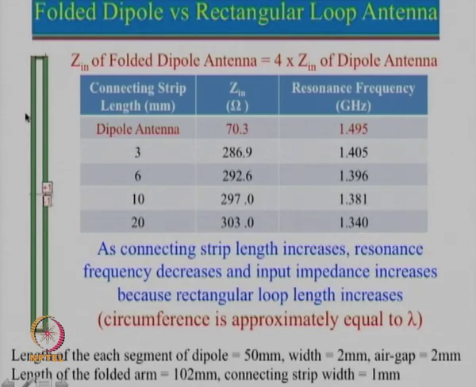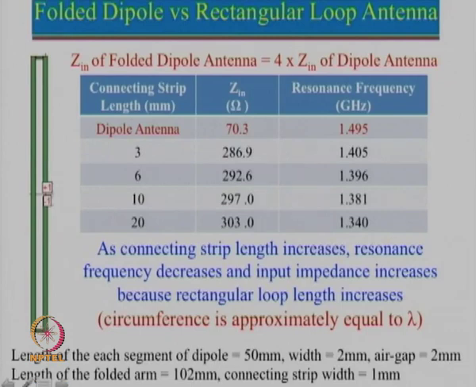Now for a folded dipole antenna, we had seen that the impedance is 4 times Z input of the dipole antenna. Now by the way, these are all simulated results, we have simulated using i3D software. Now when we looked into this folded dipole antenna, that particular equation doesn't say anything about the length of this connecting strip here. So what we have done here, we have used a variable connecting strip length. We have taken this as 3, 6, 10, 20, and the width of the connecting strip has been taken as 1 mm.